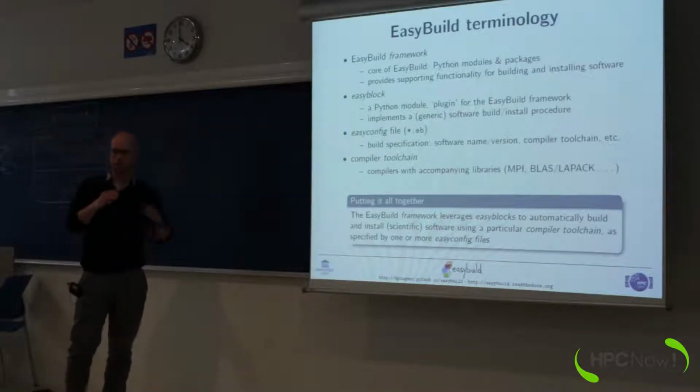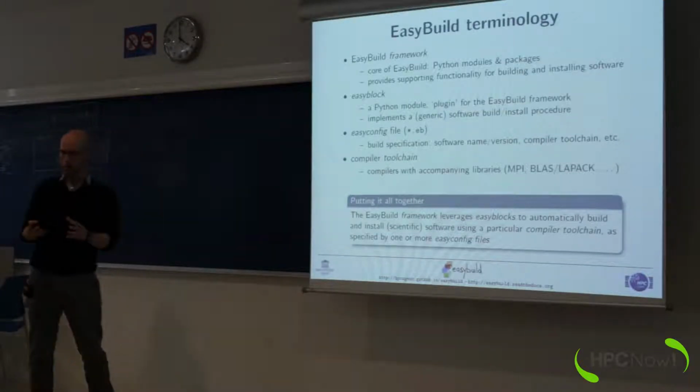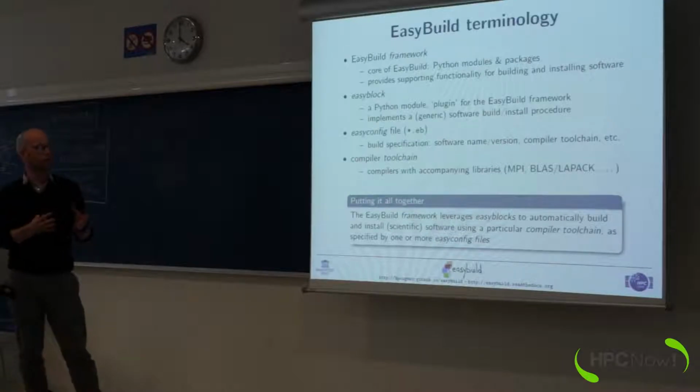So an easyblock is for a piece of software, not for a particular version of that software, but for that particular software. All the intricacies of what you need to do for a particular version or with a particular compiler, you hide inside the easyblock. And then in the easyconfig, which is supposed to be a simple file, you just have the specification where you say, I want this software with this version and with this compiler toolchain.